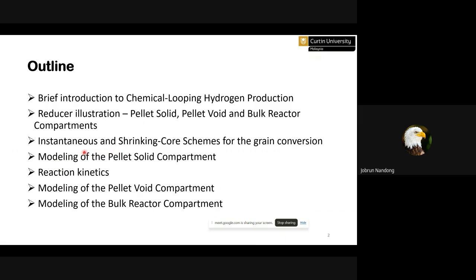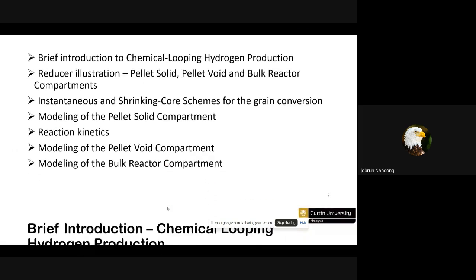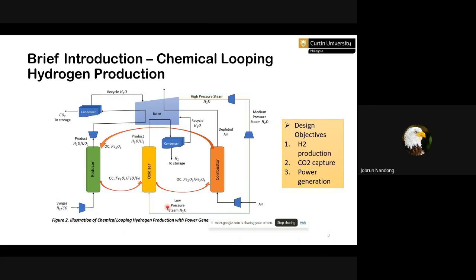And then we look at the scheme, how this grain can be converted from one type to another. And then we start the modeling for this pellet solid compartment, and look at the reaction kinetics that we can use. Then we move on to modeling the pellet void compartment and then the bulk reactor compartment. Once we have all the equations that we need, we can start developing our MATLAB simulator. Let us begin with the introduction first.